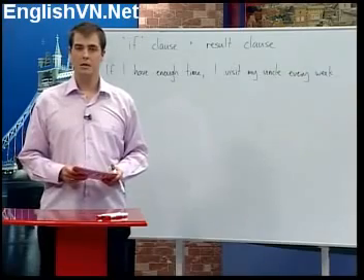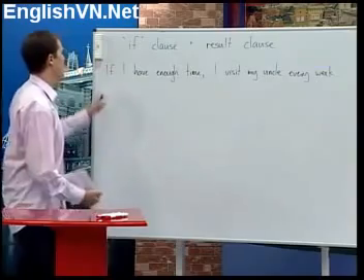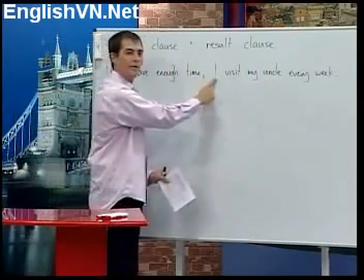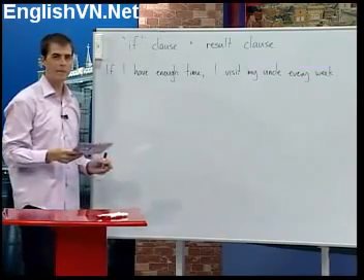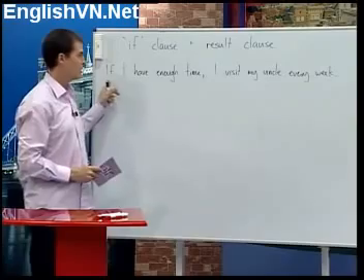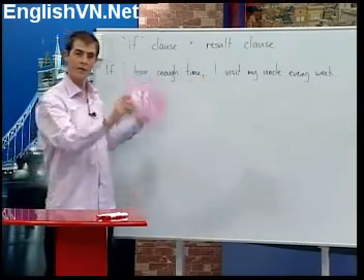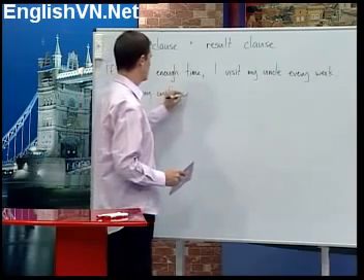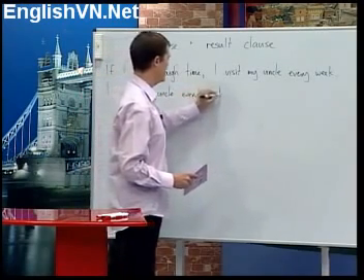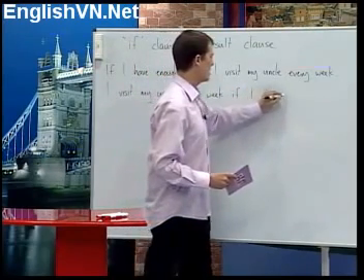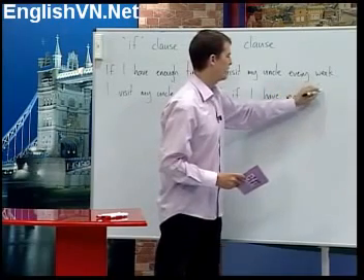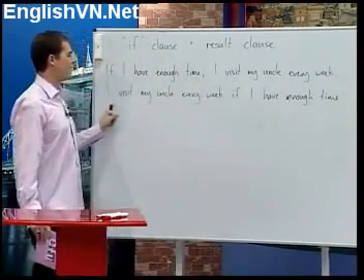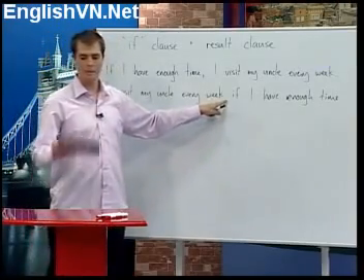Okay, now a sentence can begin with the if clause or the result clause. In other words, we can have, if I have enough time, I visit my uncle every week, or we can change it. I visit my uncle every week if I have enough time. That's okay. When we begin a sentence with if, we must have the comma. If I have enough time, comma, I visit my uncle every week. I visit my uncle every week if I have enough time, no comma.